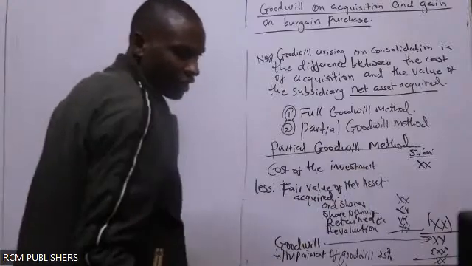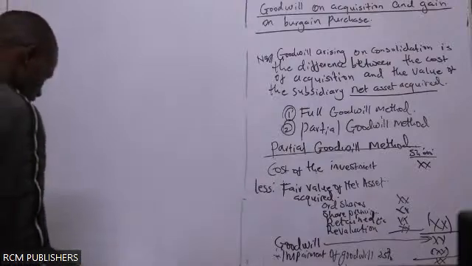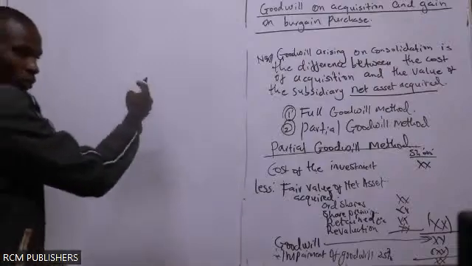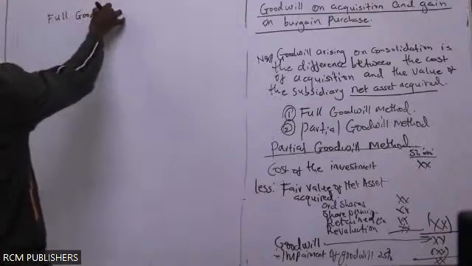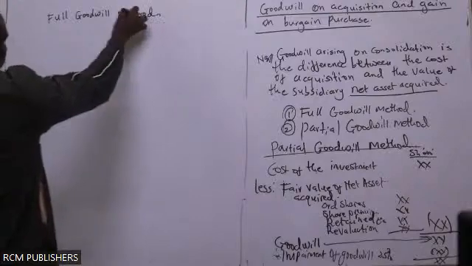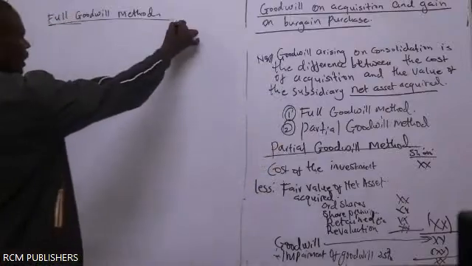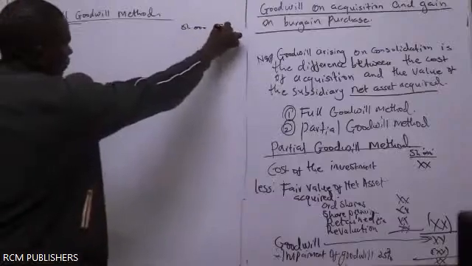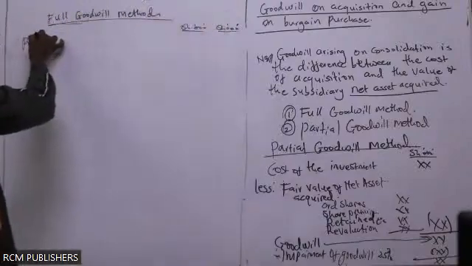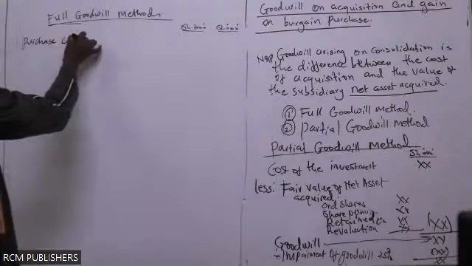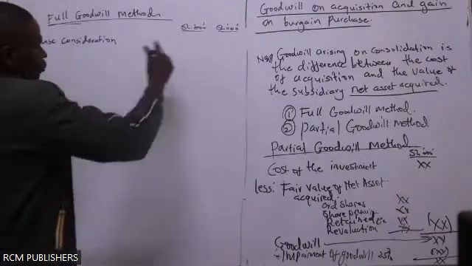It's almost the same, only that now we put an element of NCI. So full goodwill method, let's go to the other full goodwill method. This is very interesting. Under the full goodwill method, the same is maintained. Purchase consideration, in shillings in thousand. Alafu kwa mtihani msisahau hii sana. Consideration. Purchase consideration, that is the first thing that you place here.